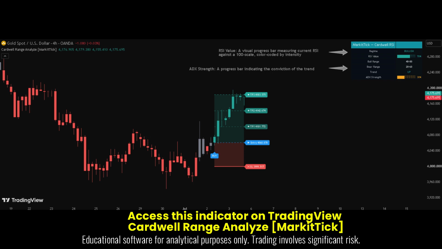Understanding market regimes requires a systematic approach to quantifying price action through momentum and volatility filters. This technical breakdown explores the mechanics behind the Cardwell range analyze methodology, focusing on how specific indicators are combined to identify potential shifts in market conditions.